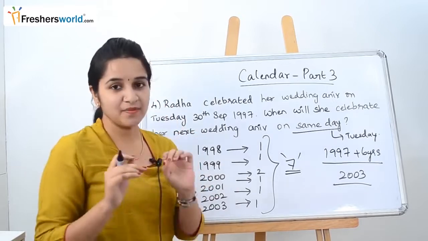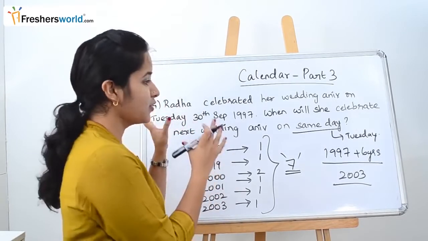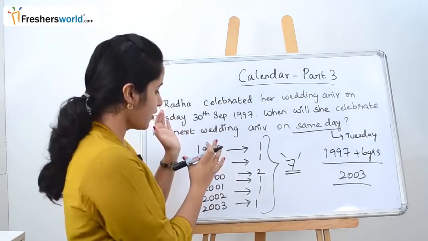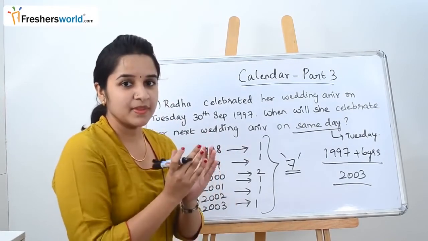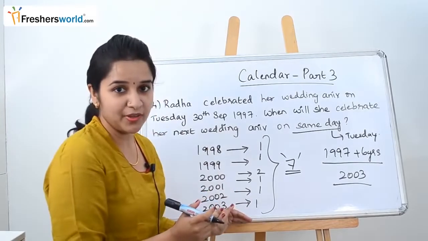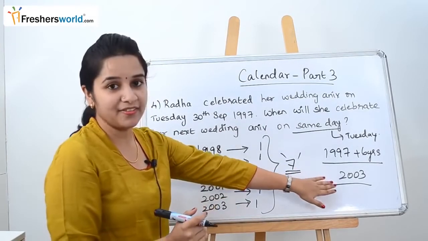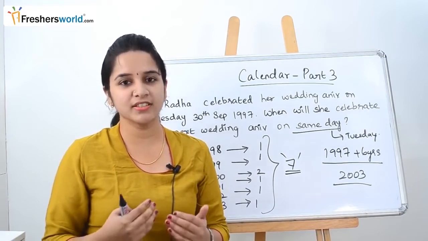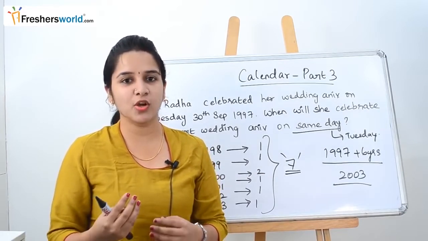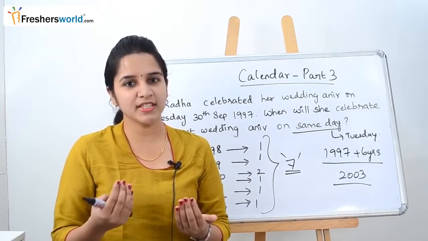This is the same way you're going to follow for other sums. They might give you a different date. What are you going to do? You have to calculate the odd days. When the odd days come to a sum of 7, you calculate the number of years you have taken and add it to get the value. In today's video, we discussed various problems that fall under calendar. In the next video, we'll solve a couple more problems under the calendar topic.